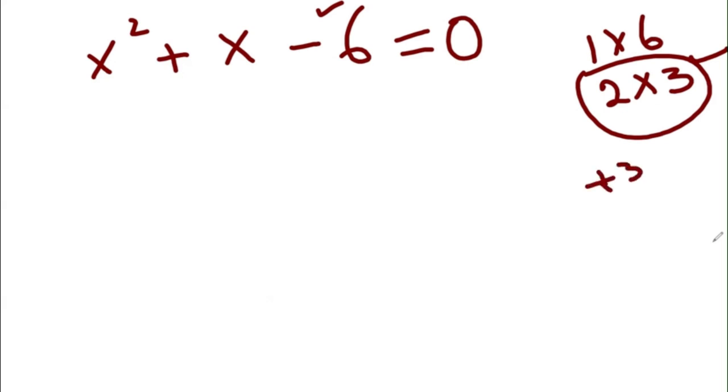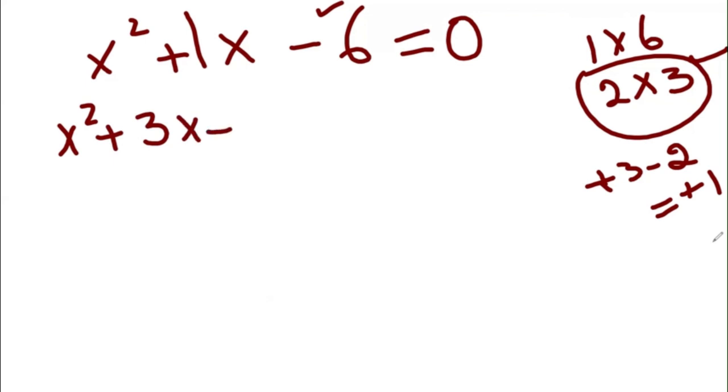plus 3 minus 2 will give you the middle term 1. What is the middle term here? It is 1x. Okay, if nothing is there with x, obviously 1 is there. Plus 3 and minus 2 will give you plus 1. So let's select this. X squared plus 3x minus 2x minus 6 equals to 0.